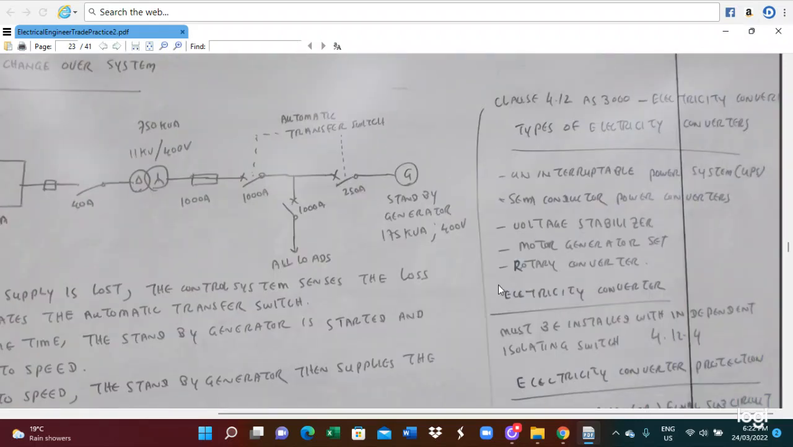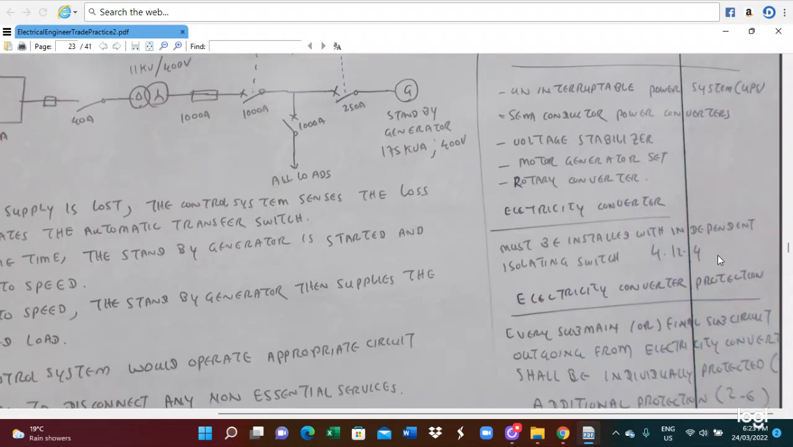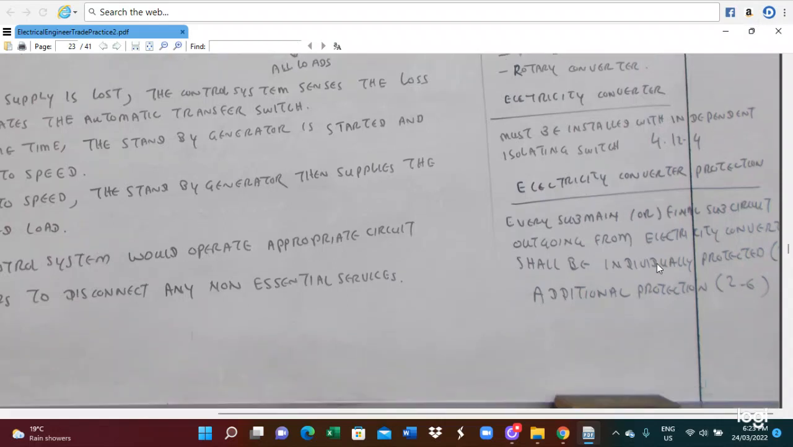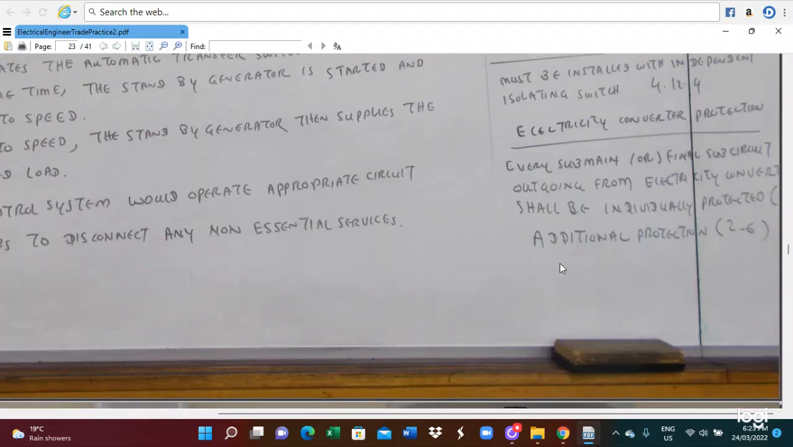So the types of electrical converters connected are the uninterruptible power supply system. Also, we use the voltage stabilizer, motor generator, and the rotary inverter. Electricity converters must be installed with an independent isolation switch, per clause 4.12.4 of AS3000. So the electricity converters are protected. Every submain on the final circuit outgoing from the electricity converter must be individually protected, with additional protection per clause 2.6 of AS3000.